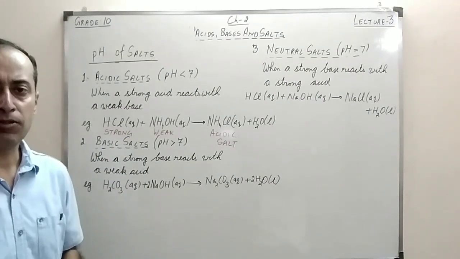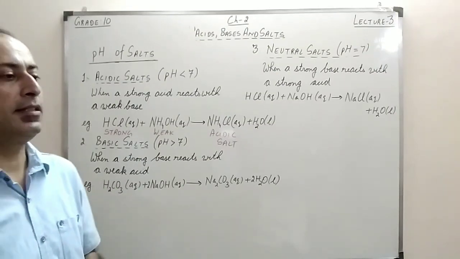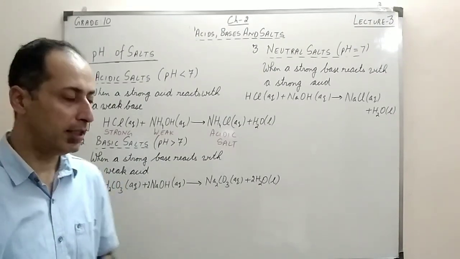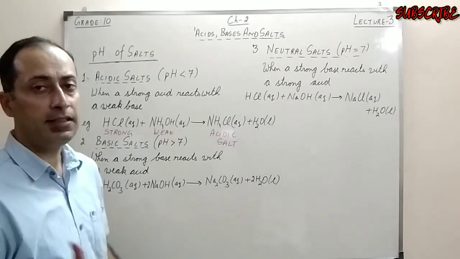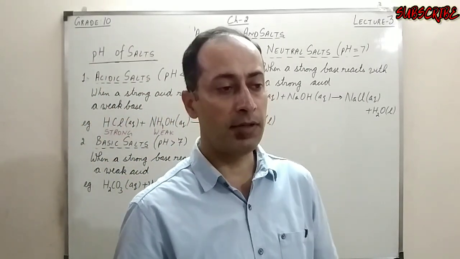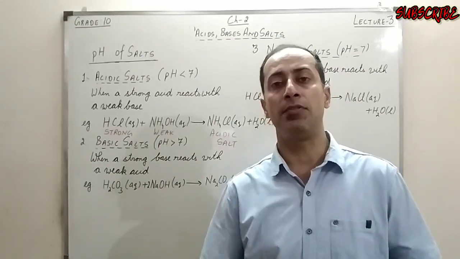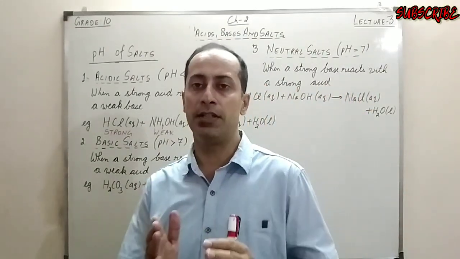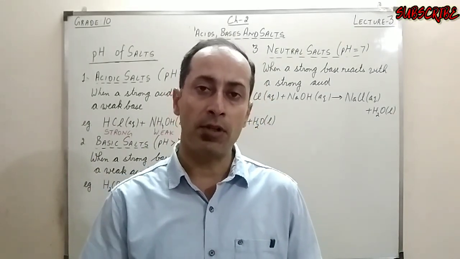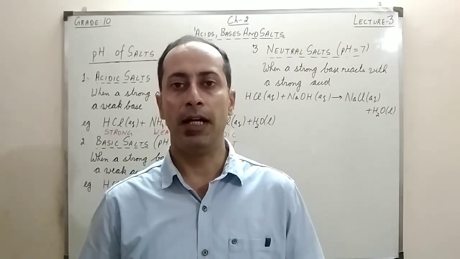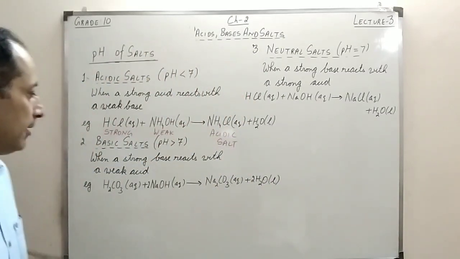Then we can also have basic salts, where the pH is more than 7. So we say basic salts have a pH between 7 and 14. Now why does this case arise? When a strong base reacts with a weak acid. In this case, the strong base is able to give a large number of hydroxide ions, but the weak acid is not able to give that many hydrogen ions to neutralize or combine with the hydroxide ions. So more hydroxide ions are left in the solution, and because of this the property of the salt becomes basic.